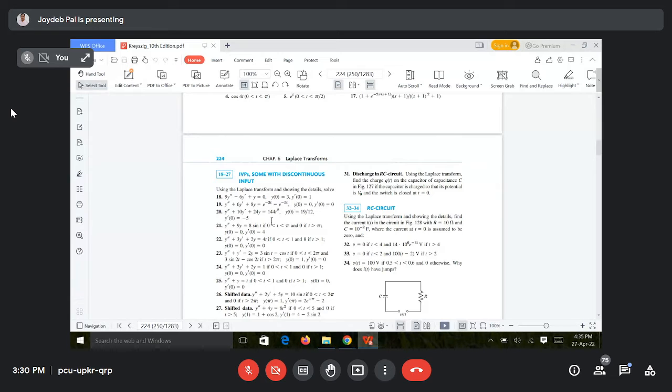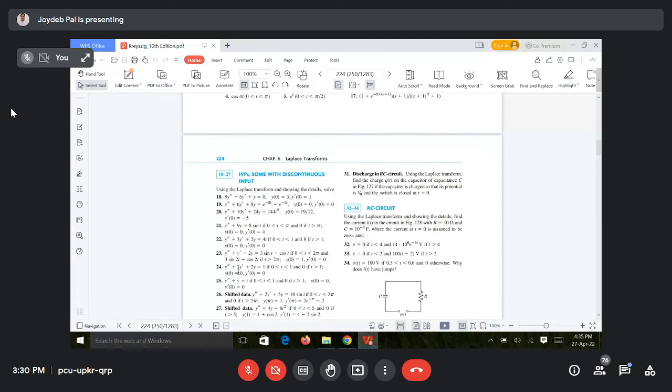Also, I don't know why they have given these problems here, because in the previous chapter we have solved this type of problems. Maybe the reason is whenever you solve Y(s), that Y(s) contains an e to the power minus a term. Maybe that is the reason. You can try.